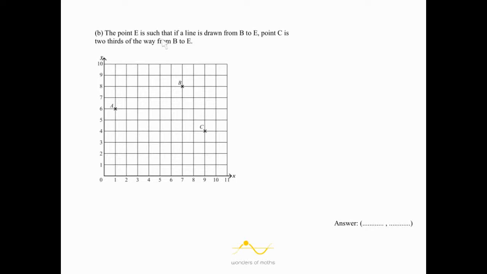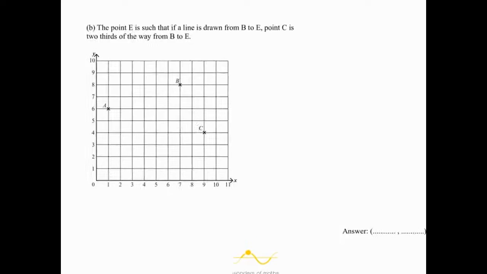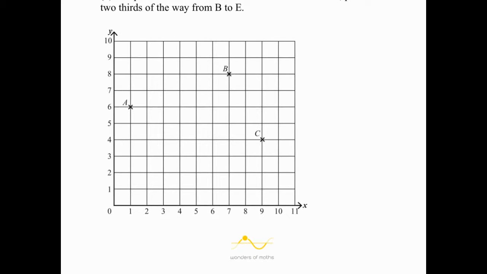The point E is such that if a line is drawn from B to E, point C is 2/3 of the way from B to E. So we already know the positions of B and C. This means we have enough information to calculate where point E lies on the line.